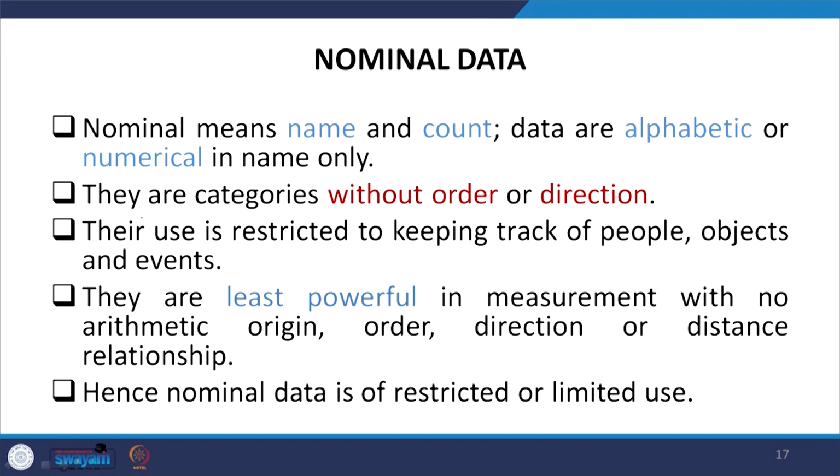Nominal data means names or counts, data that are alphabetic or numerical in name only, so far as nominal is concerned. And they are categorized without order or direction. There is no such direction so far as nominal is concerned.